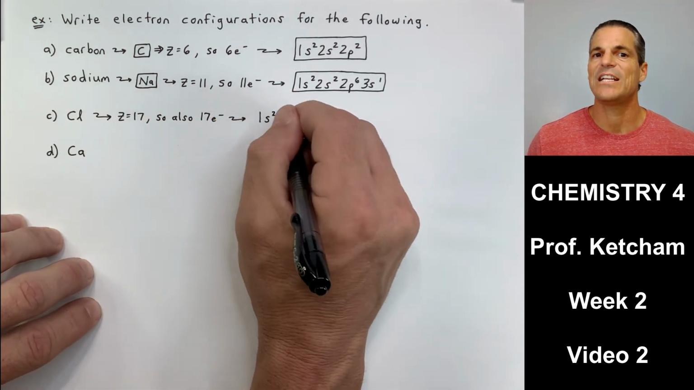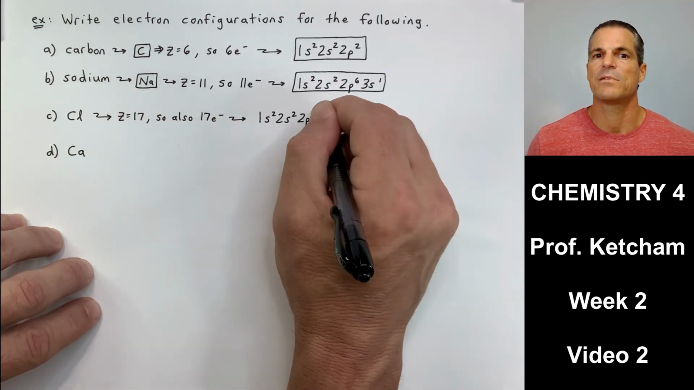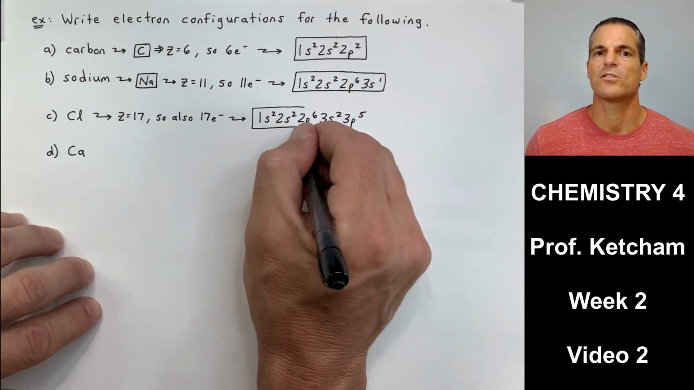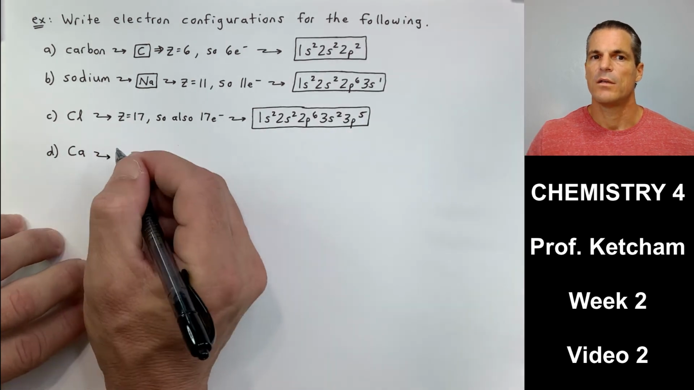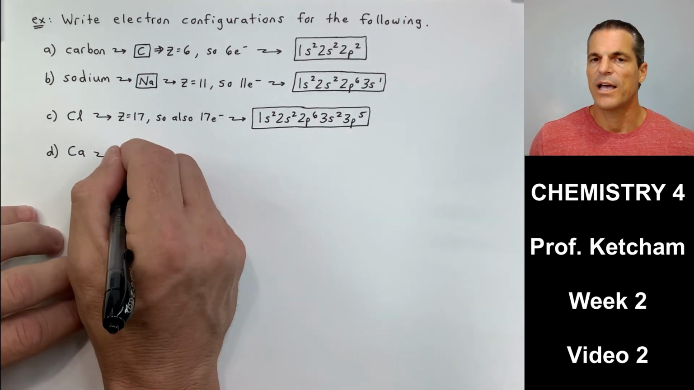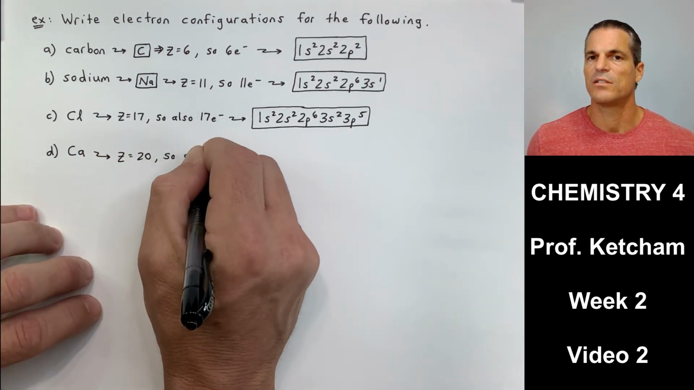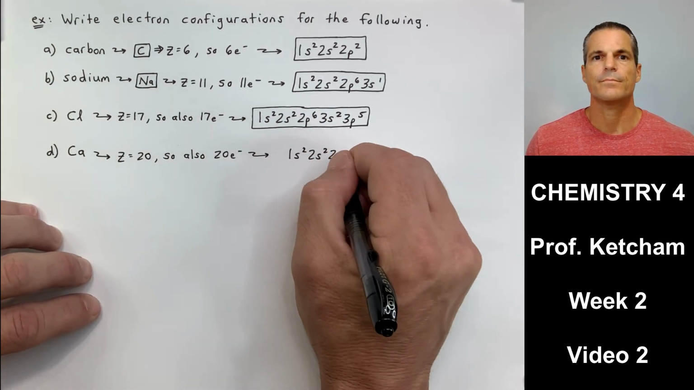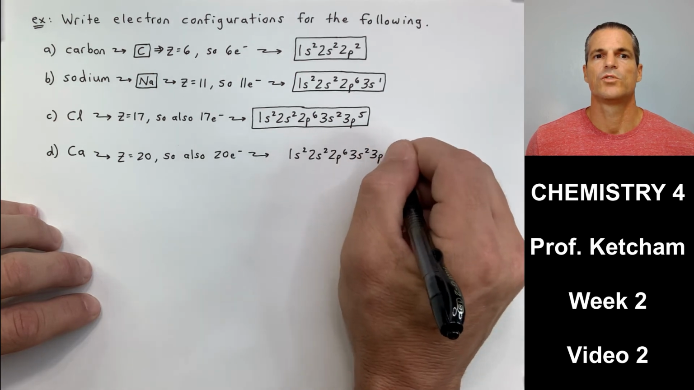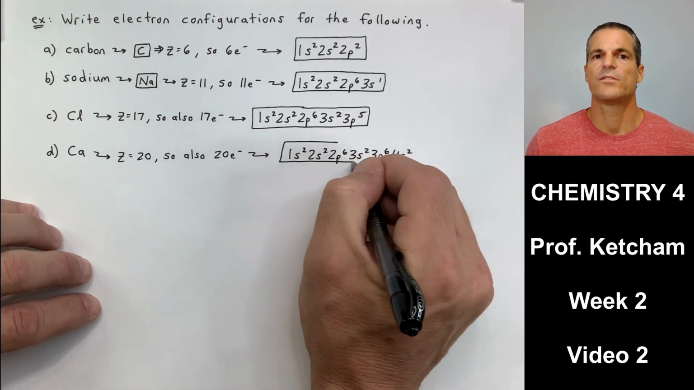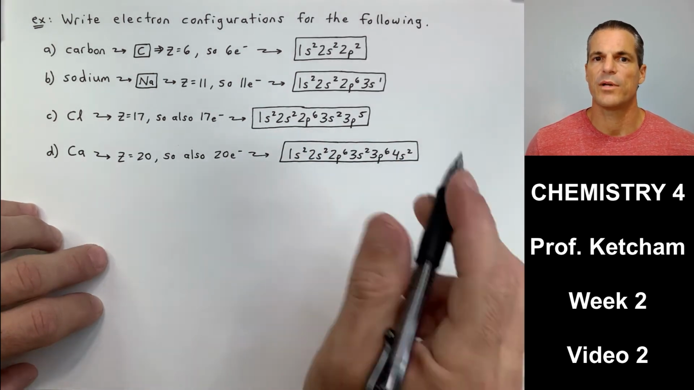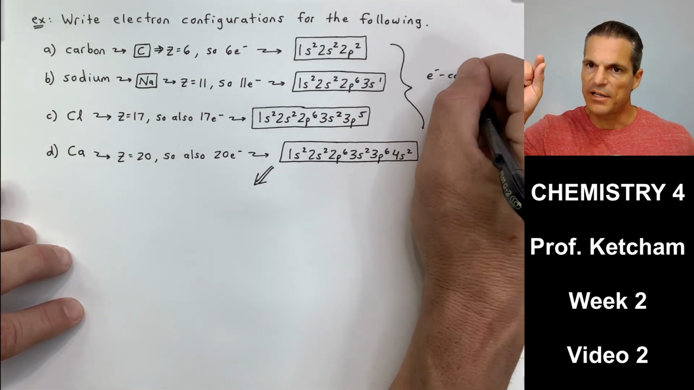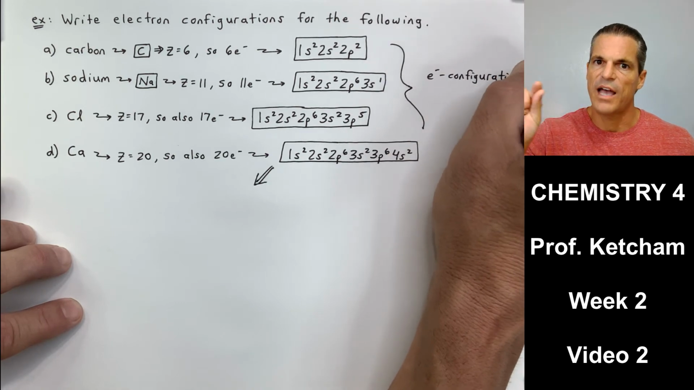Chlorine, 17 electrons. So the exponents will add up to 17. 1s2, 2s2, 2p6, 3s2, 3p5. You notice the 3p5? I can have a total of 6 electrons in the p orbitals. I didn't need 6, I only needed 5. Calcium, 20 electrons. 1s2, 2s2, 2p6, 3s2, 3p6, 4s2. How did I come up with these? I just followed the arrows in the diagonal rule.